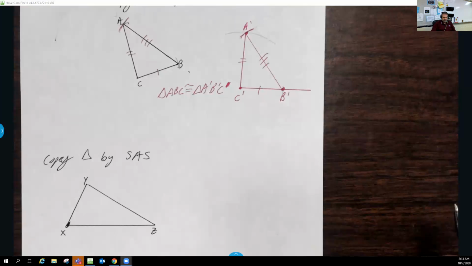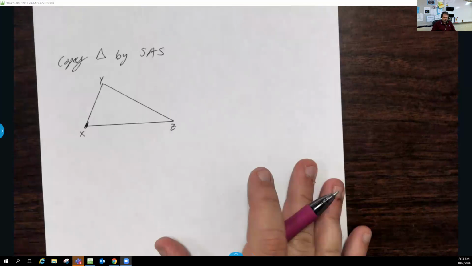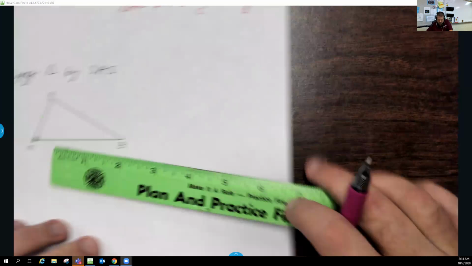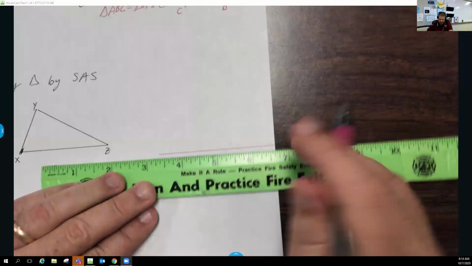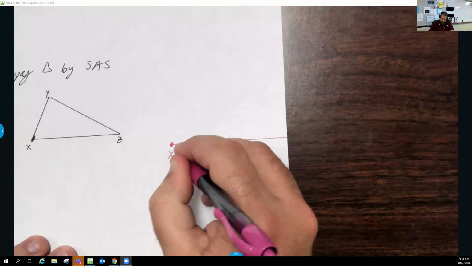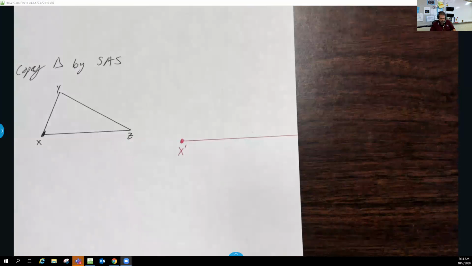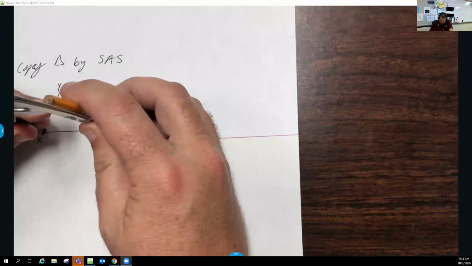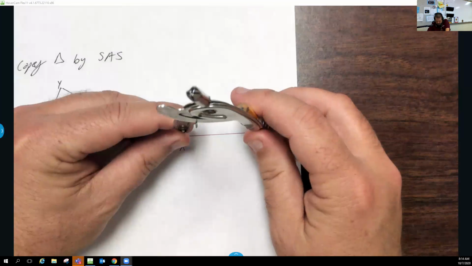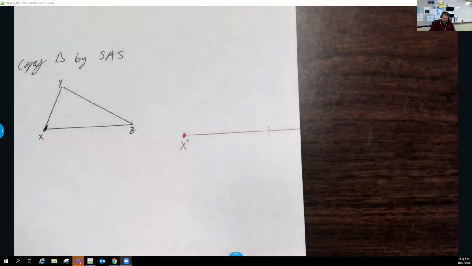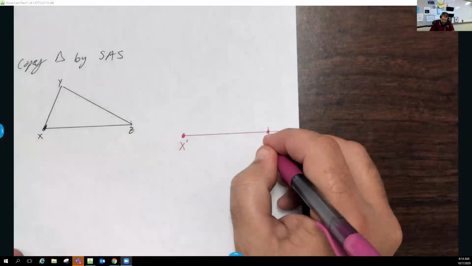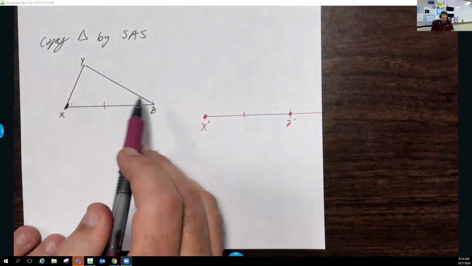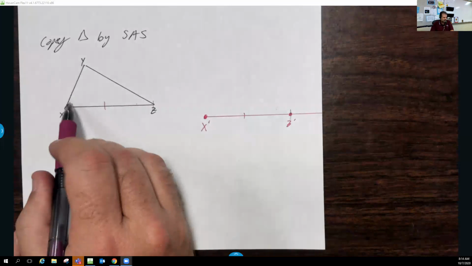All right. So the last one we'll try to show you is copying a triangle by using side angle side. So we're going to do the same thing. We're going to draw a big side here. We're going to say this is X prime. We're going to measure that distance because I need a side. So that's going to be my Z prime. Now we already know those are equal. Now I can either copy this angle or I can copy that angle. We're going to go ahead and copy this angle.